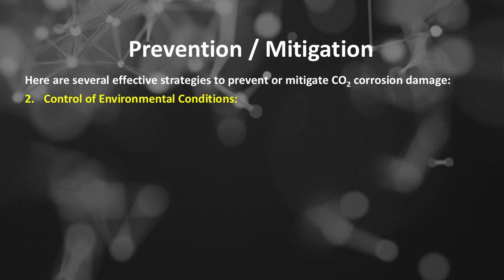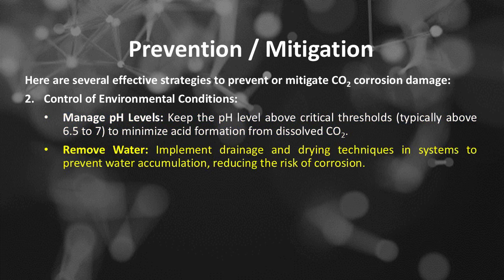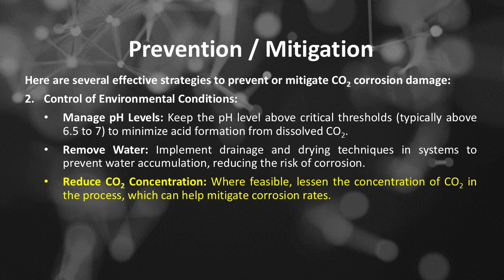Number 2 is control of environmental conditions. Manage pH levels. Keep the pH level above critical thresholds, typically above 6.5 to 7, to minimize acid formation from dissolved CO2. Remove water. Implement drainage and drying techniques in systems to prevent water accumulation, reducing the risk of corrosion. Reduce CO2 concentration. Where feasible, lessen the concentration of CO2 in the process, which can help mitigate corrosion rates.